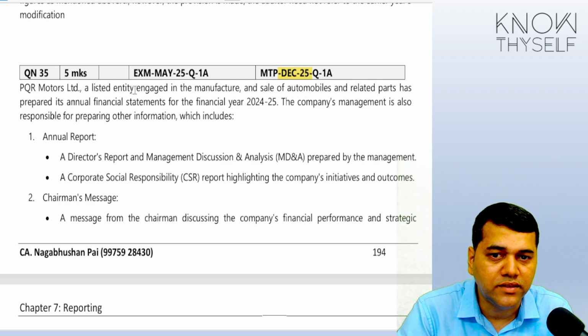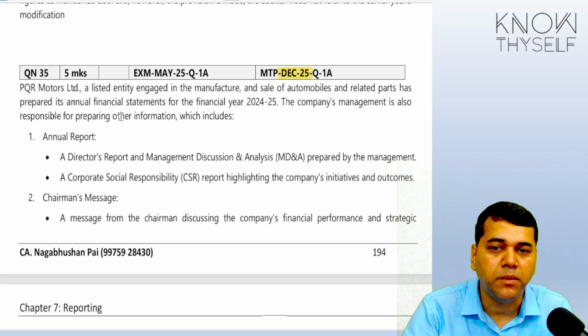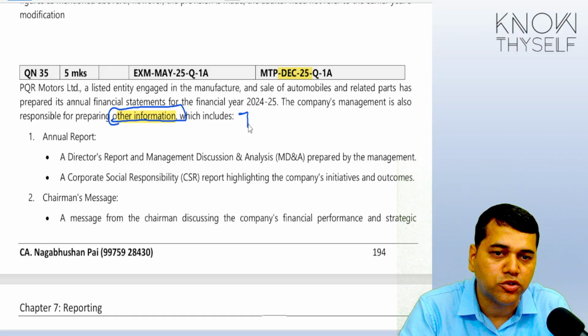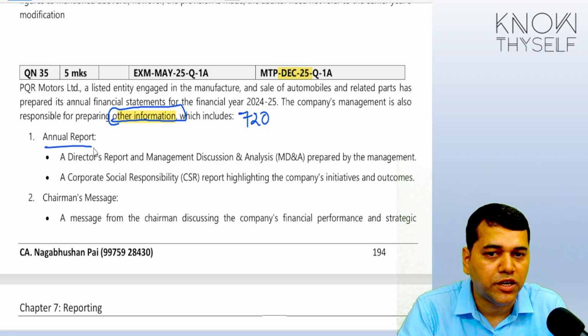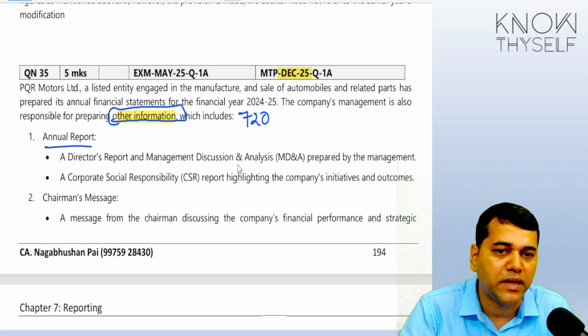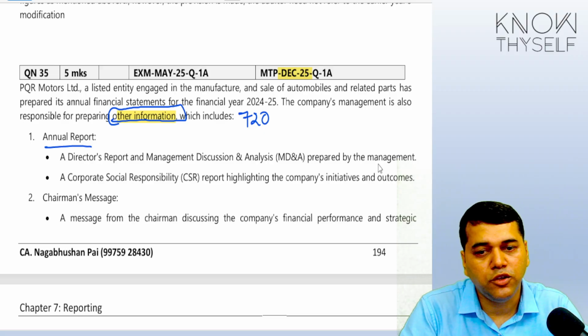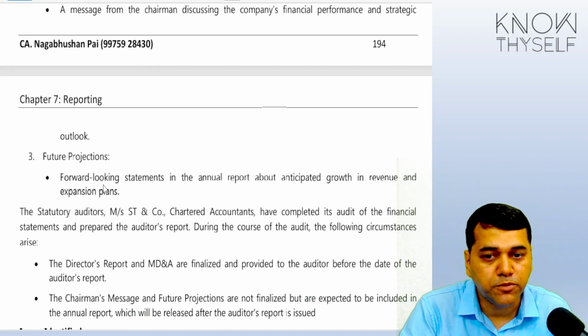PQR Motors Limited is a listed entity engaged in the manufacture and sale of automobiles. The company's management is also responsible for preparing other information. See, this is the key word. From this, you understood that this belongs to SA 720. Now, what does that other information include? The annual report, where you will give the director's report, management discussion and analysis report, corporate social responsibility report. Then you will have a chairman's message, where you explain the strategic outlook and all. Future projections, forward-looking statements about the annual report, anticipated growth, revenue, expansion plans, etc.